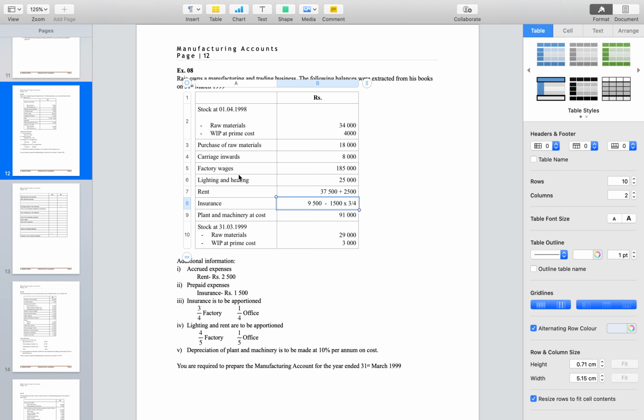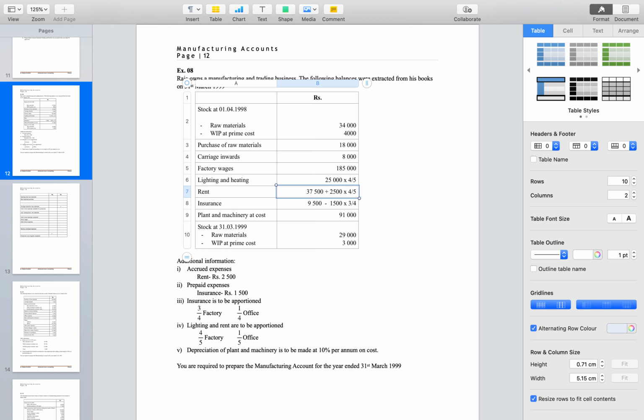So lighting, as you can see over here, lighting is 25,000. So to this you multiply by 4 and divide the whole thing by 5, you will get your factory's component. Then last one, rent. Already for rent we have added 2500, so 37,500 plus 2500 will now give you 40,000. For 40,000 what you are now going to do is multiply this by 4 and divide the whole thing by 5, right?